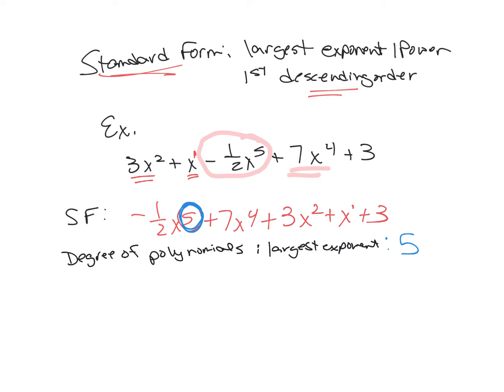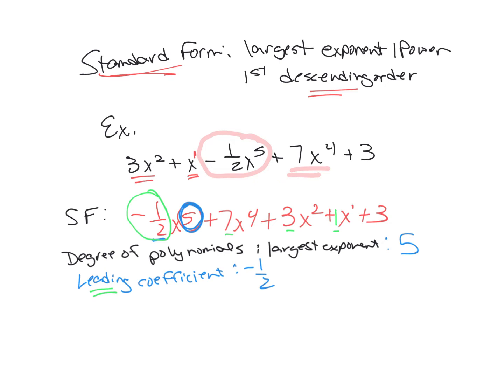Then the next thing we're going to talk about is the leading coefficient. Remember, the coefficient is the number that is attached to the variable, the number that is in front of the variable. So the leading coefficient is negative 1/2. We have other coefficients. We have a 7, a 3, there's a 1 here, right? These are other coefficients, but we want the leading, so it is negative 1/2, okay?